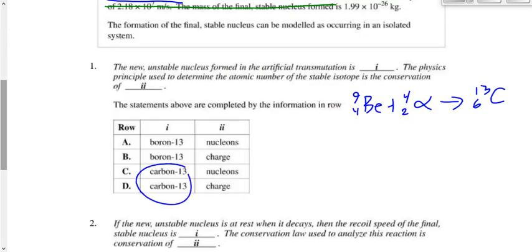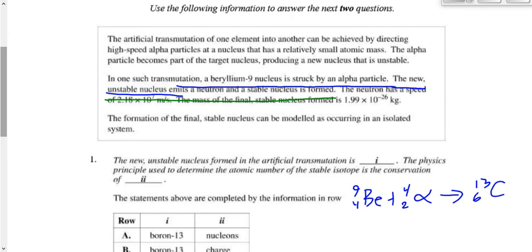So the answer is either going to be C or D. And then something else happens, right? Then you get a neutron that's released from the carbon-13 to produce a stable nucleus. We'll worry about that later if we have to, okay? Two different things going on, though. We're just looking for now at the first one.